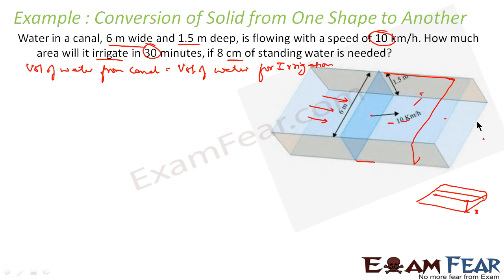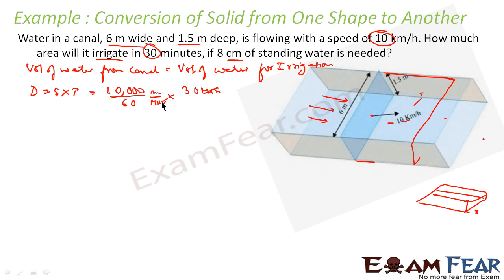Correct. So what is the speed of water? Distance is equal to speed into time. This formula we know. So the distance traveled by this point of water in 30 minutes will be speed, that is 10 km per hour. We'll convert this 10 km into meters, because everything is in meters. So 10,000 meters per hour. This is the speed in meters per minute into time. Time is 30 minutes.